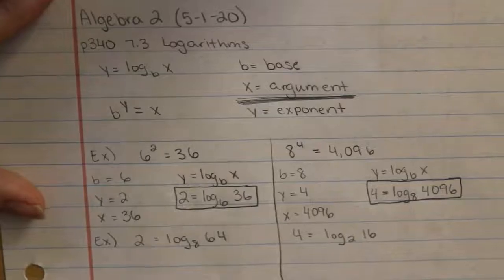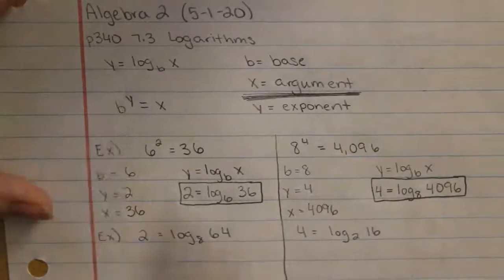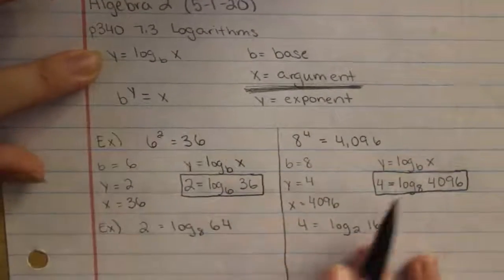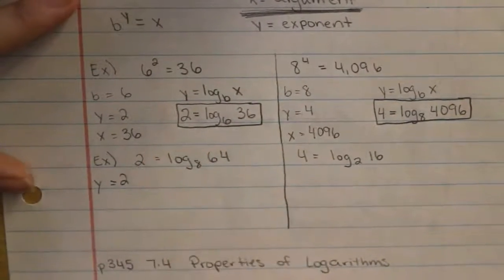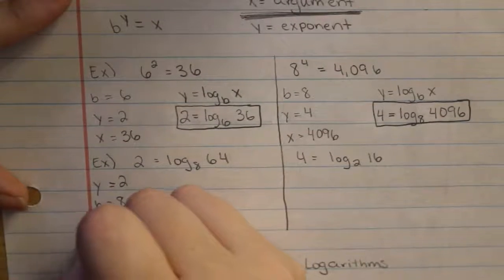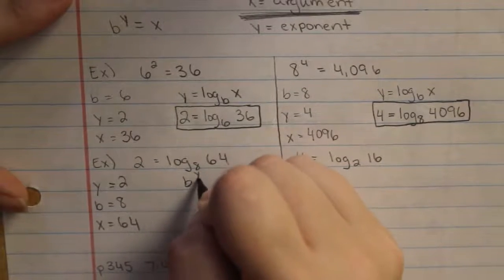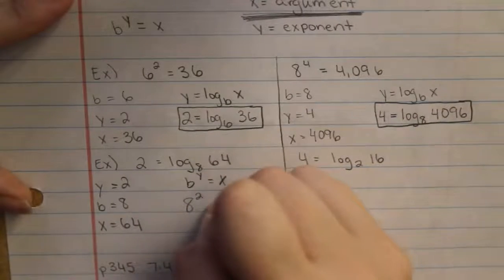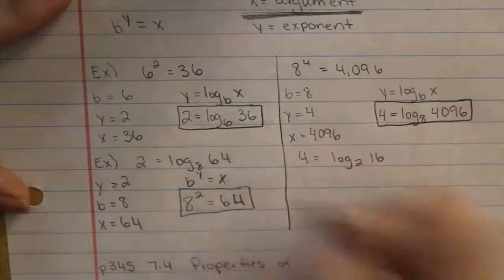Okay. For our next thing, we are going to look at this top part. I know that my exponent is going to be my 2. My base is 8, and that leaves my argument to be 64. When I plug this back in, it's going to go b to the y equals x. So 8 squared equals 64. And you can see how that actually is a true statement.